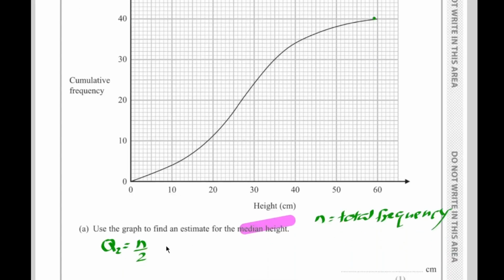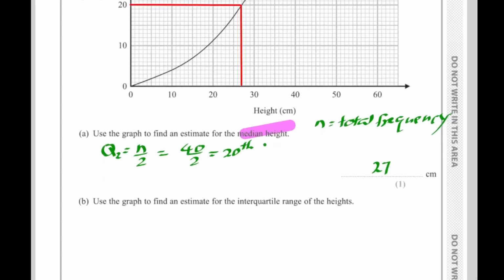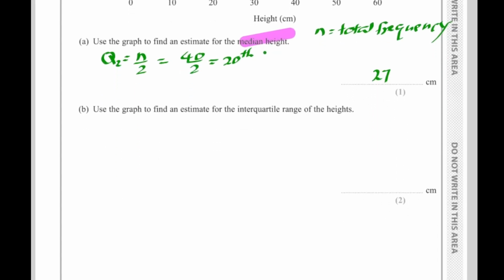So let's apply that. 40 over 2 is 20. Then you need to get the 20th reading, right? So let's go back to the graph and draw a line from 20, and you have to come down and get the reading. So we are getting the reading as 27.